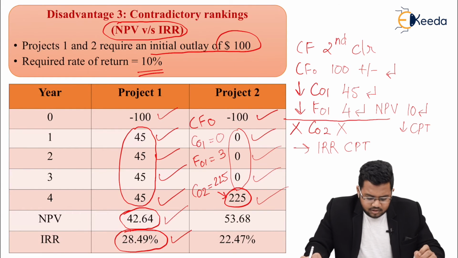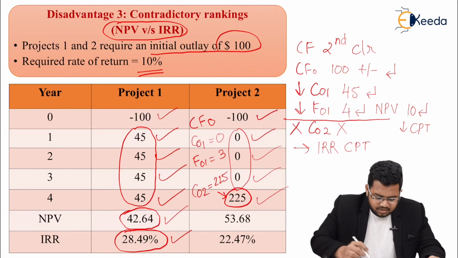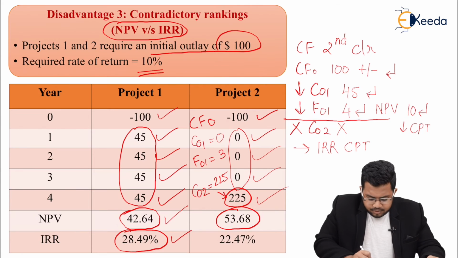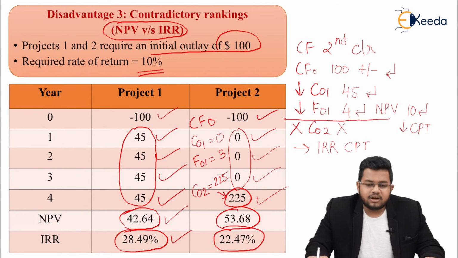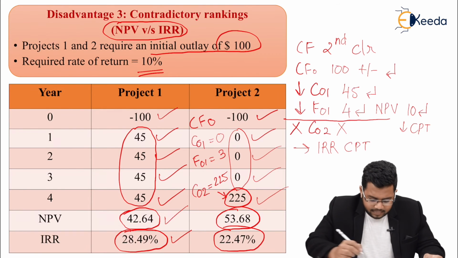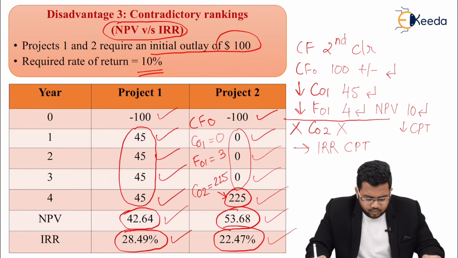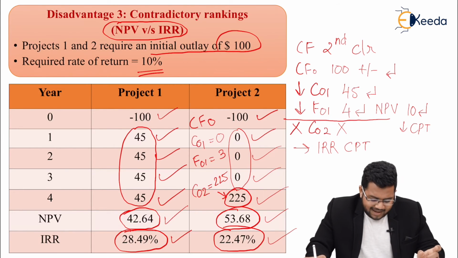And then you go for NPV, you insert 10% as the interest rate, and compute. So you get NPV as 53.68. And then IRR compute, you get IRR of 22.47. If you've reached till here, you will notice a strange conclusion here. Check the NPVs.